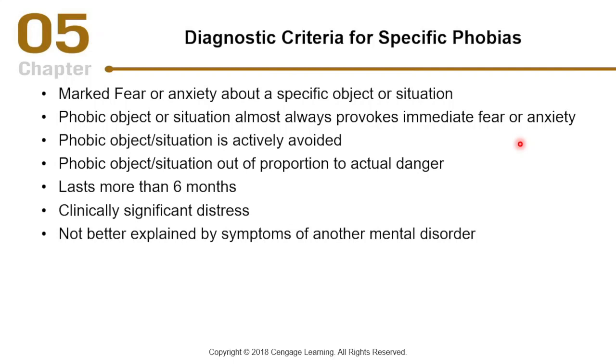So the phobic object or situation is actively avoided. Just like what I told you earlier about my cousin, she would rather take the stairs than take the elevator because she doesn't really want to ride the elevator. The phobic object or situation is out of proportion to actual danger. So it would really be impossible for her to be sandwiched inside an elevator, but she feels that the elevator could do that to her, and this usually lasts for more than 6 months.